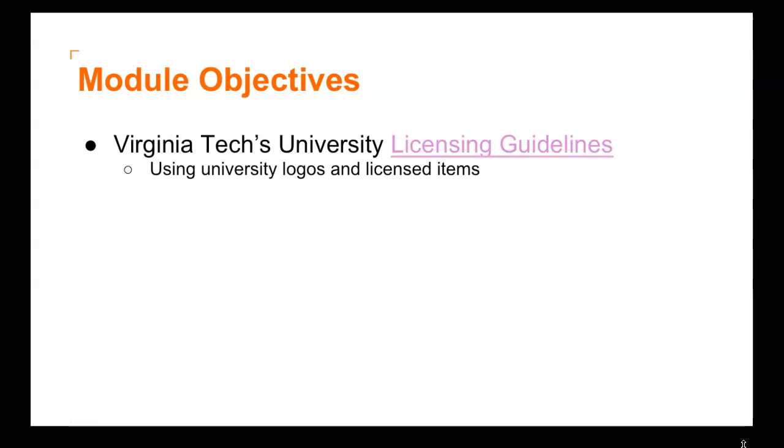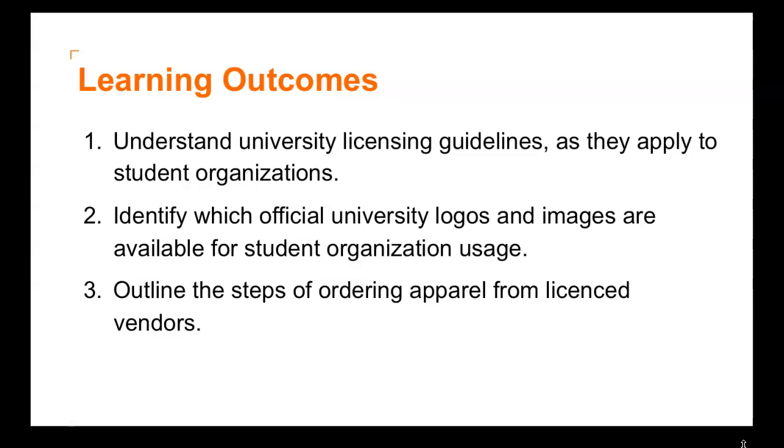This training will cover Virginia Tech's university licensing guidelines, which outline the use of university logos and license items and names. Learning outcomes for this module are to: 1. Understand university licensing guidelines as they apply to student organizations, 2. Identify which official university logos and images are available for student organization usage, and 3. Outline the steps of ordering apparel from licensed vendors.